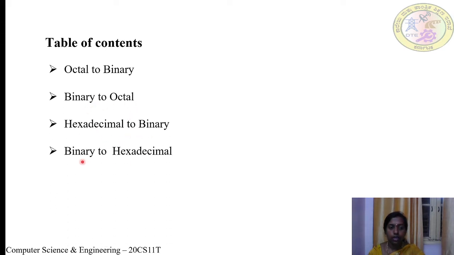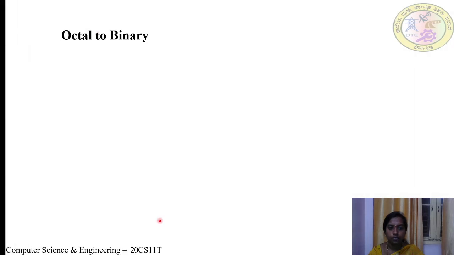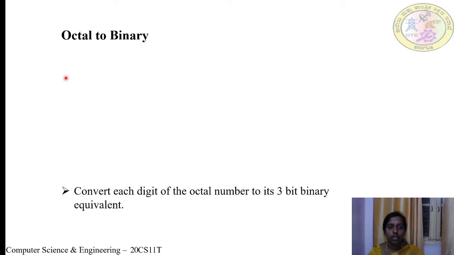First one, octal to binary, binary to octal, hexadecimal to binary, binary to hexadecimal, octal to hexadecimal, and the last one, hexadecimal to octal. Next we move on to the conversion between octal to binary.